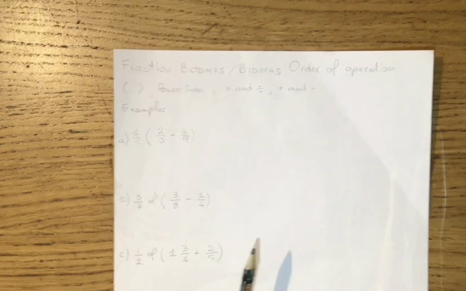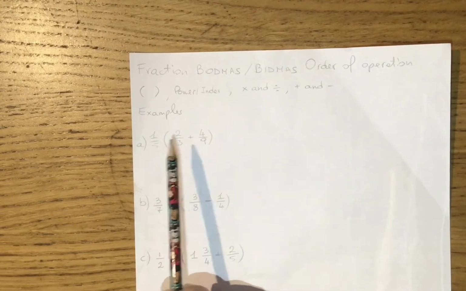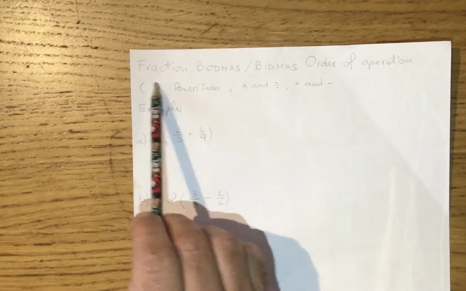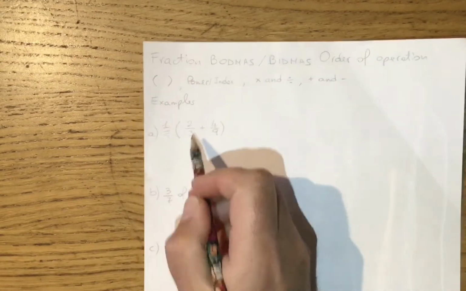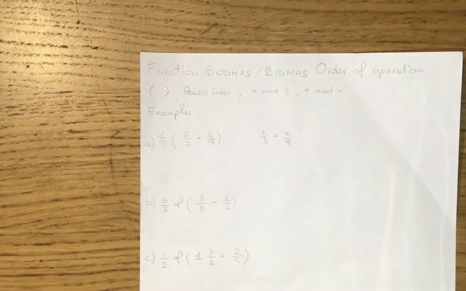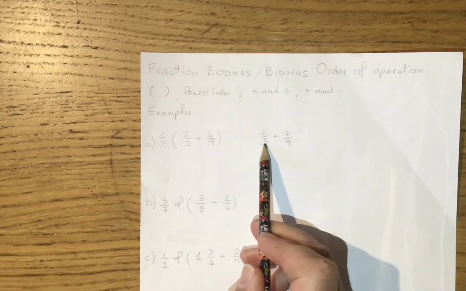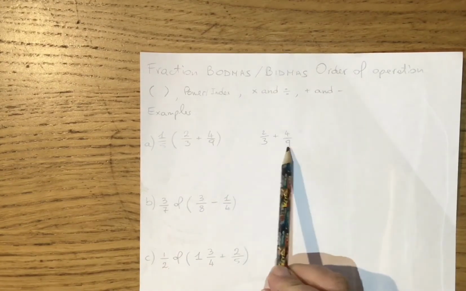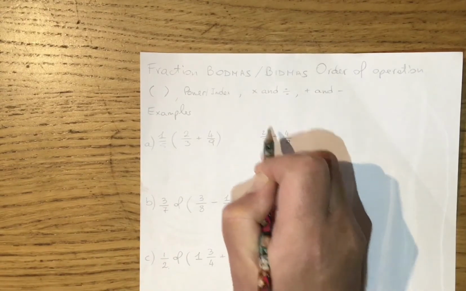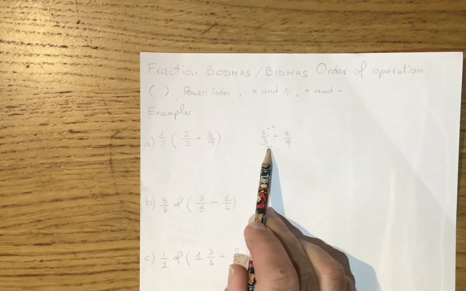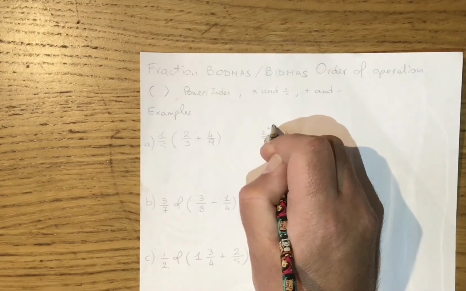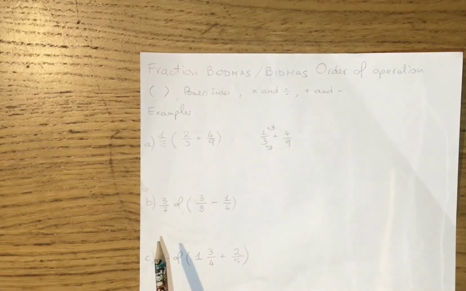So first example, we have 1/5 bracket 2/3 plus 4/9. So looking at the order of operation, we need to do whatever is inside the bracket first. So now we need to do 2/3 plus 4/9. In order to add two fractions, we need to have the same denominator. Since this is a multiple of that, we are going to times 3 by 3 to make 9, and we do the same at the top.